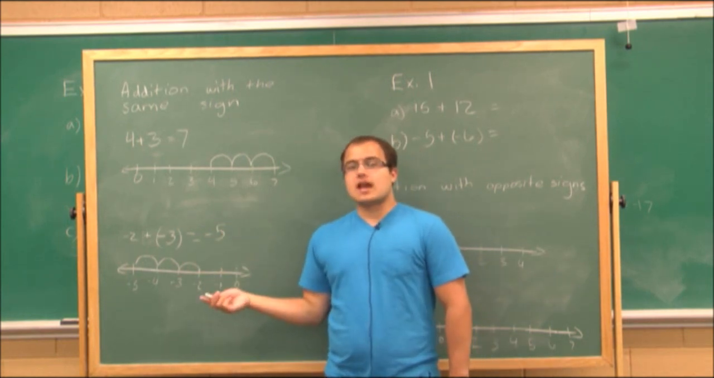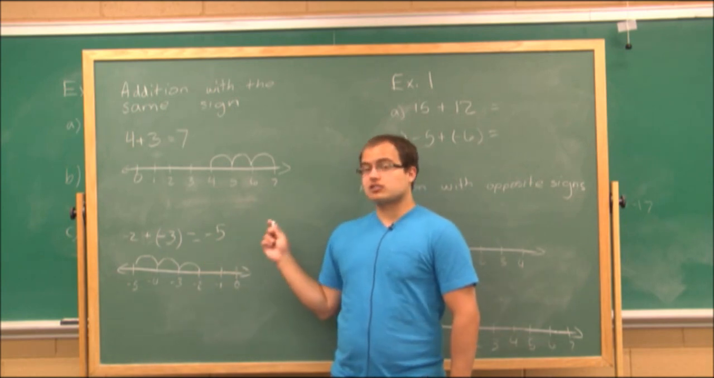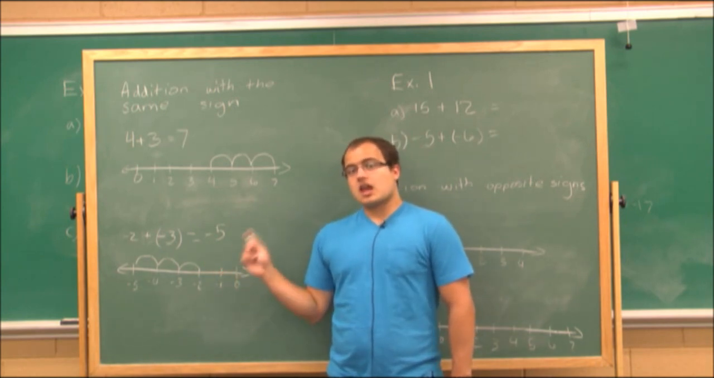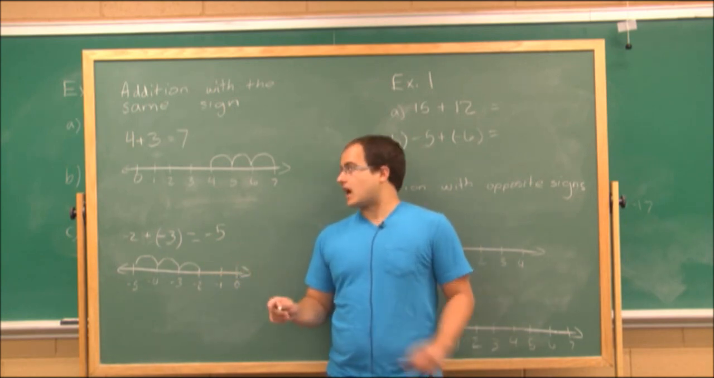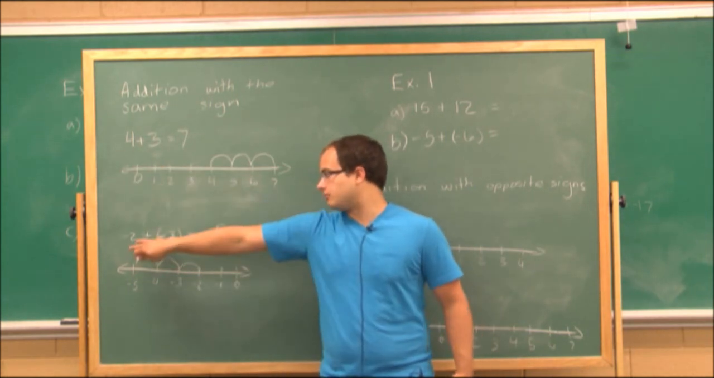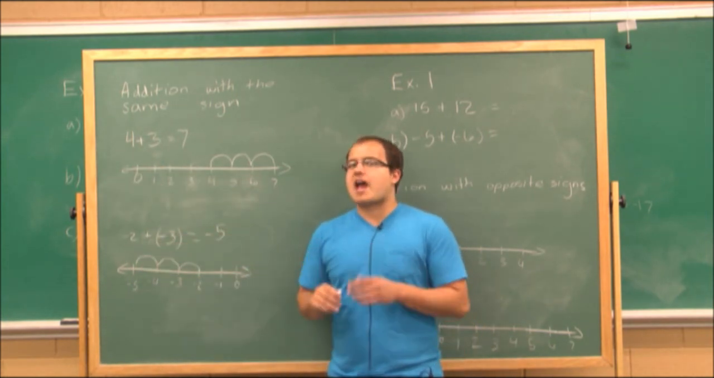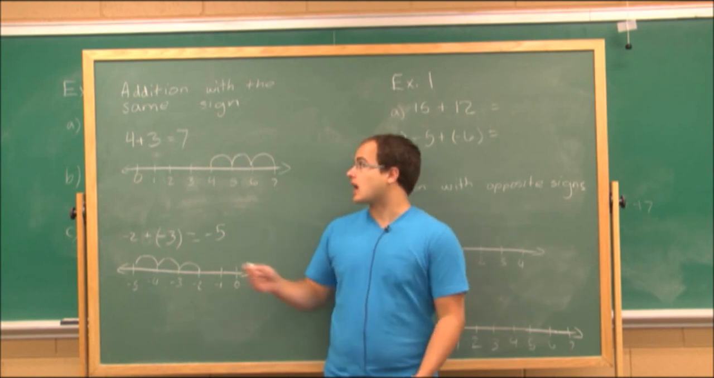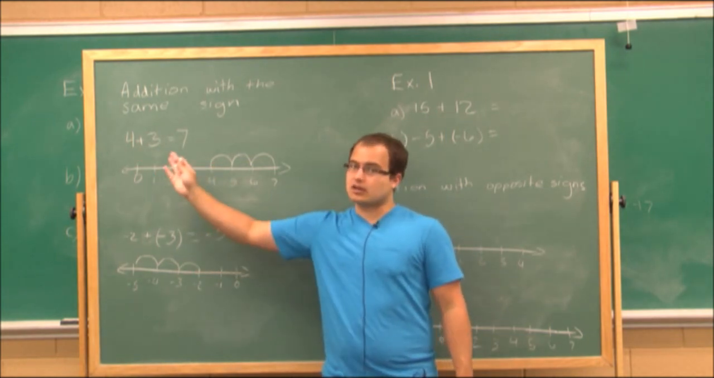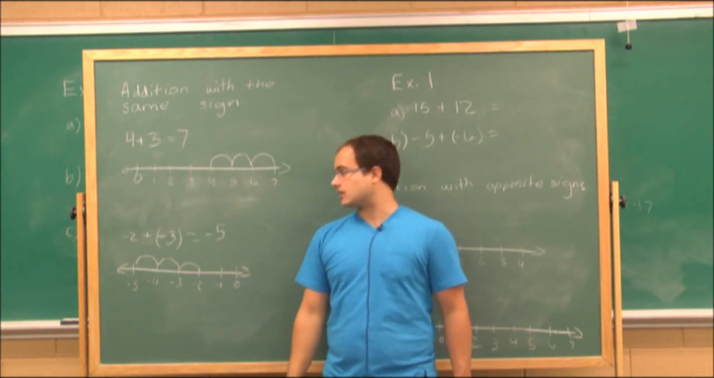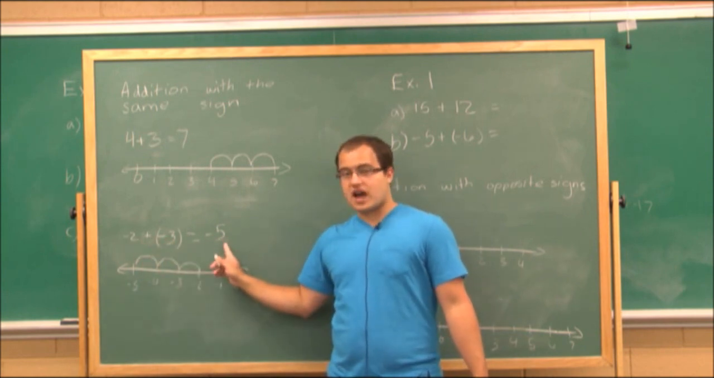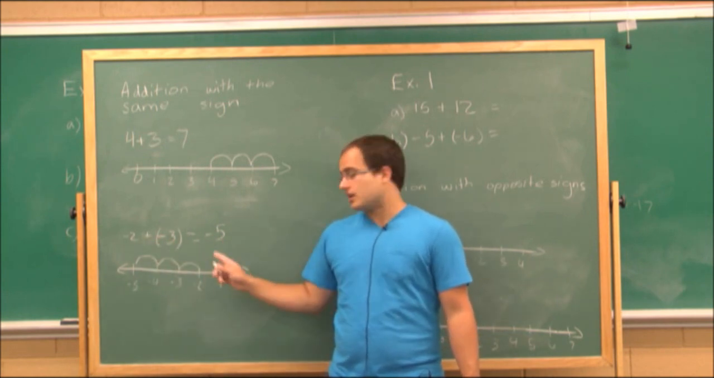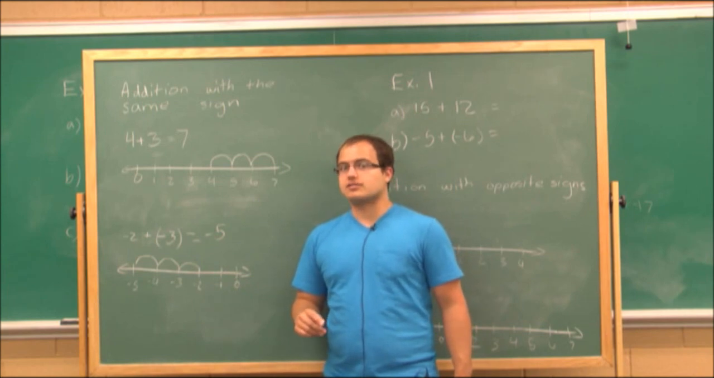With these simple examples, I hope you can see the pattern: if the numbers have the same sign, either both positive or both negative, you add their values and keep the same sign. 4 plus 3 is 7. Since they are both positive, I keep it positive 7. 2 plus 3 is 5. Since they're both negative, I get negative 5.